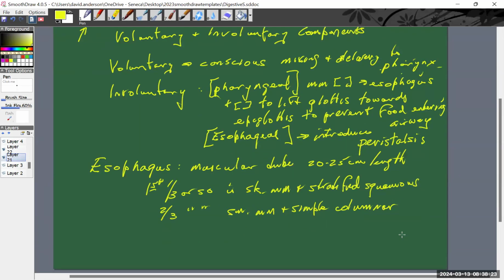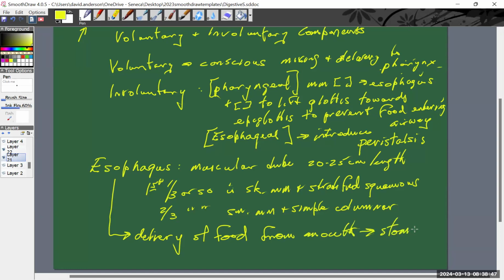Now, the other thing to keep in mind is, from a functional point of view, the sole responsibility of the esophagus is the delivery of food from the mouth to the stomach. Okay, so basically no digestion is going to occur in the esophagus. The esophagus is just a delivery system.